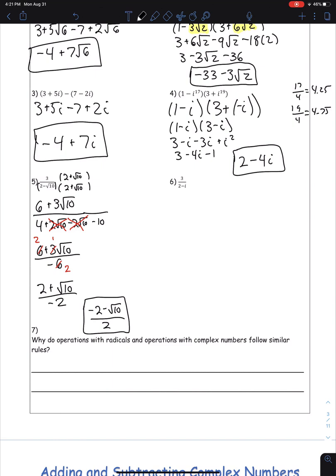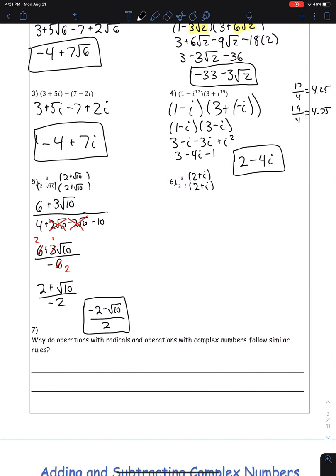Looking at number 6, we're going to want to do the same thing as we did in number 5. We can't have an i in the denominator. We can't have an imaginary part in the denominator. So what we're going to want to do is multiply the top and the bottom by the conjugate of 2 minus i. So that'll be 2 plus i and 2 plus i.